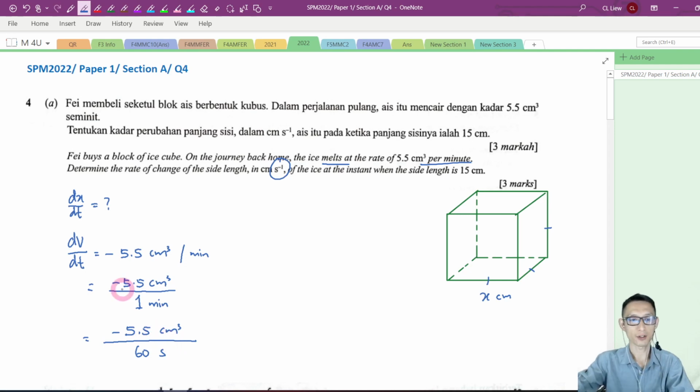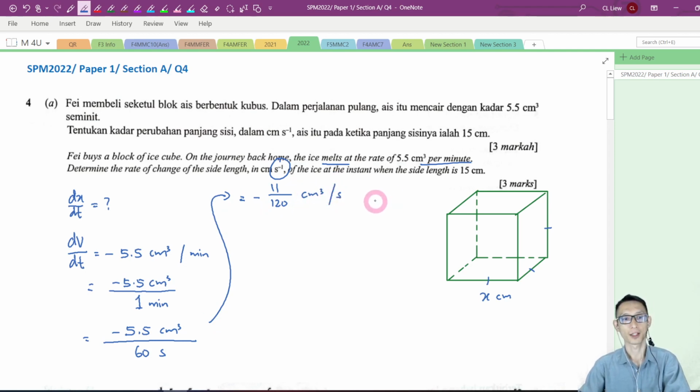1 minute is equal to 60 seconds. Okay, so just press your calculator, you will be able to get the dV/dt, the rate of change of volume, in the unit of cubic centimeter per second. Negative 5.5 over 60 is equal to, let me write over here, negative 11 over 120 cubic centimeter per second. Okay, now we are looking for this one, dx/dt. Write it on the left hand side, and what's given to us is dV/dt, right here.